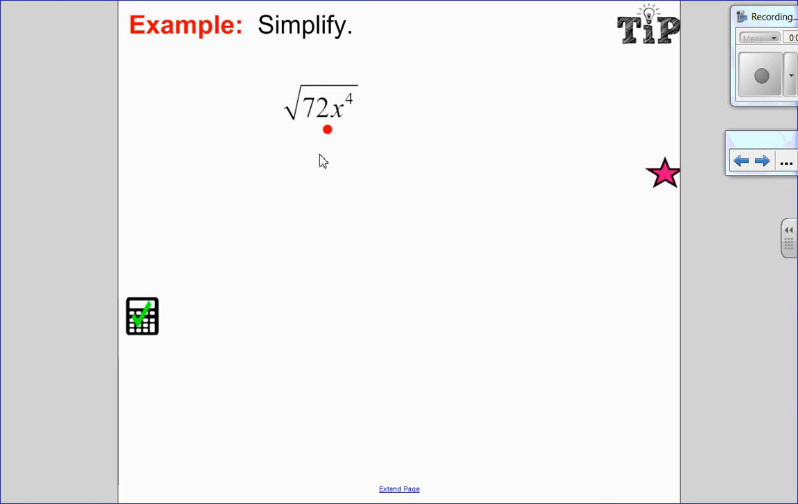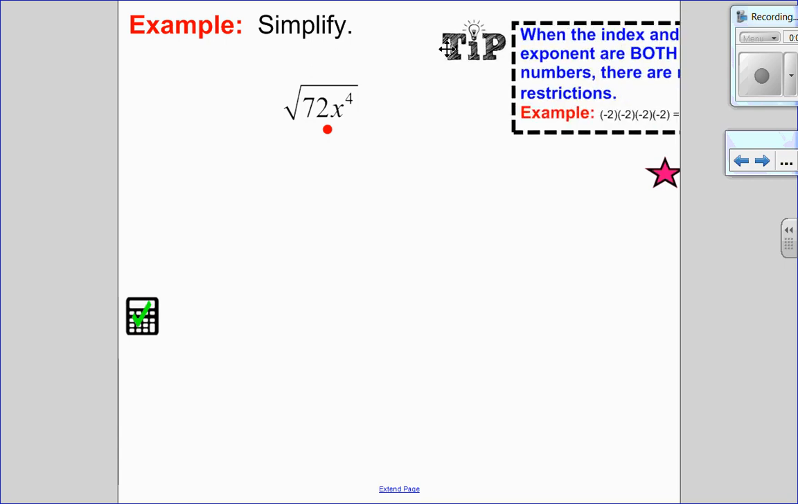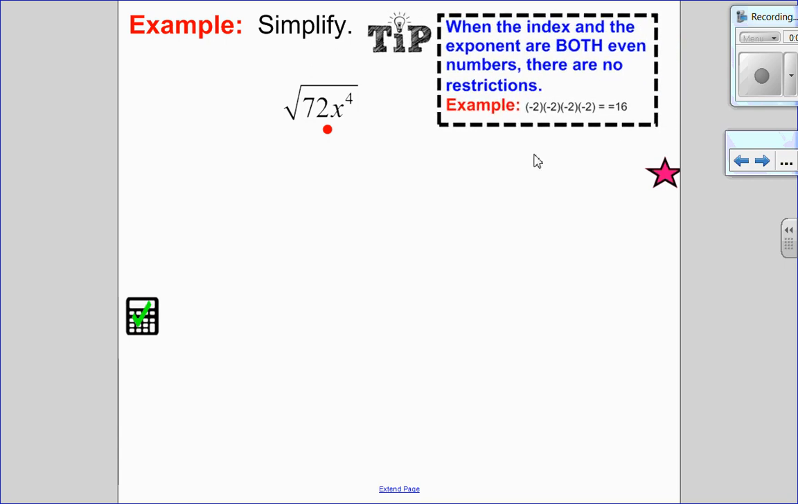Let's try another one. So I want to simplify the square root of 72x exponent 4. So let's look for non-permissible values. So I have x exponent 4 and I'm taking the square root. So I said anytime you take the square root, the variable will be x is greater than or equal to 0. Now here's an exception. When the index and the exponent are both even numbers, there will be no restrictions.